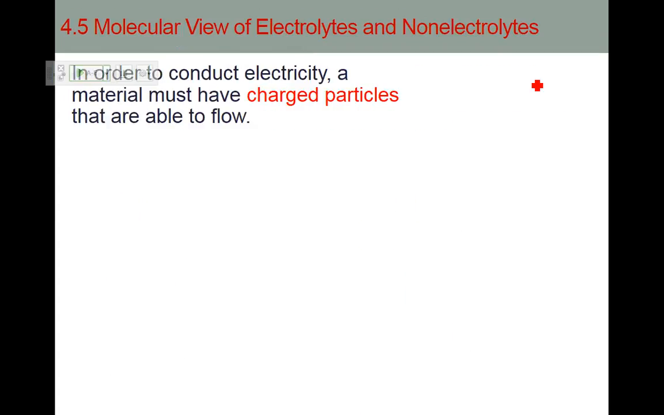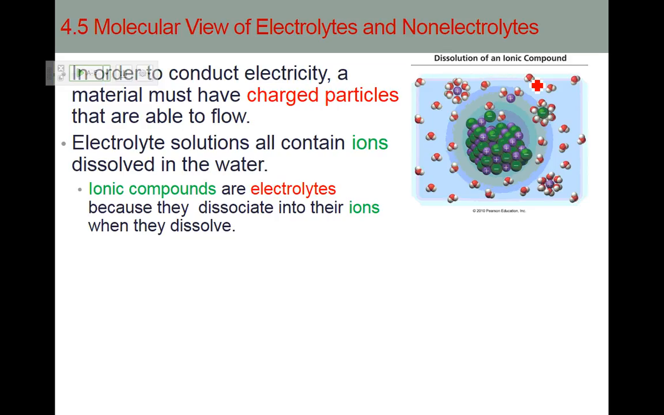So what happens when sugar dissolves? When sugar dissolves, it doesn't dissolve as a charged particle. But when ions dissolve, it does. So we have a bunch of charged particles floating around in our solution, and electricity is just electrons. So electrons can be conducted through the fact that we have those charged particles.